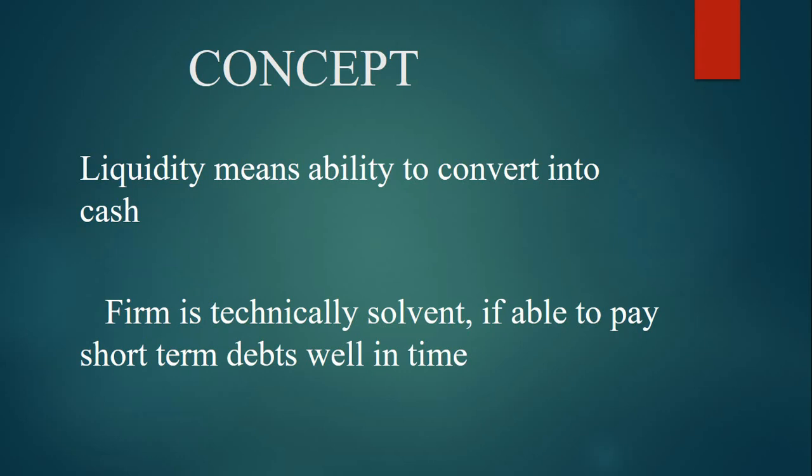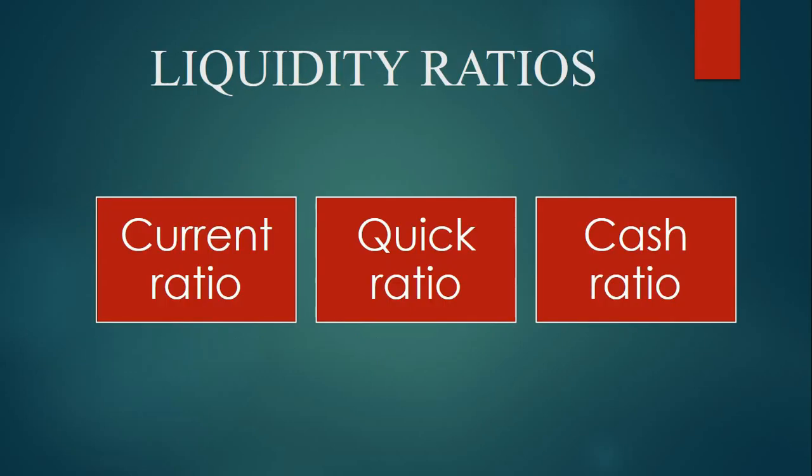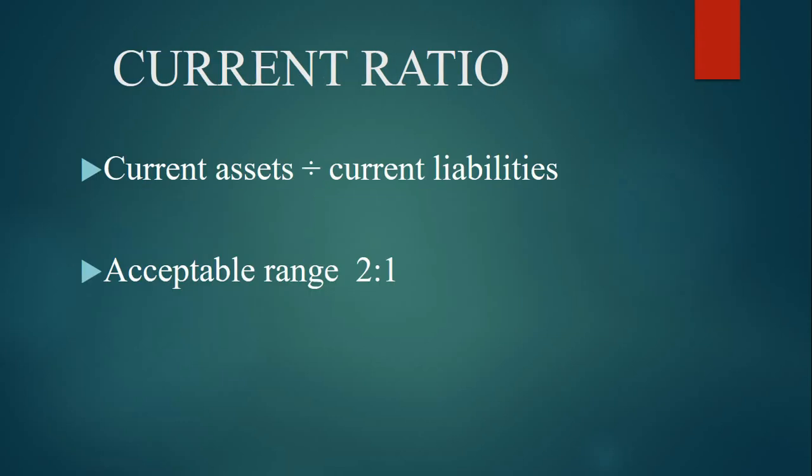The firm is technically solvent if it is able to pay short-term debts well in time. It means liquidity and solvency are both very important for an organization. And the important liquidity ratios are the current ratio, quick ratio, and the cash ratio.